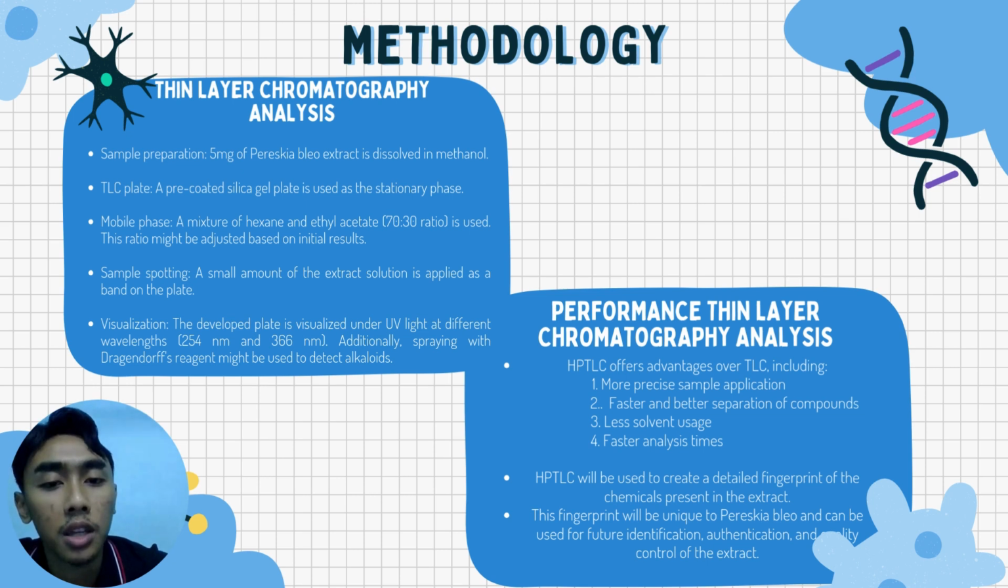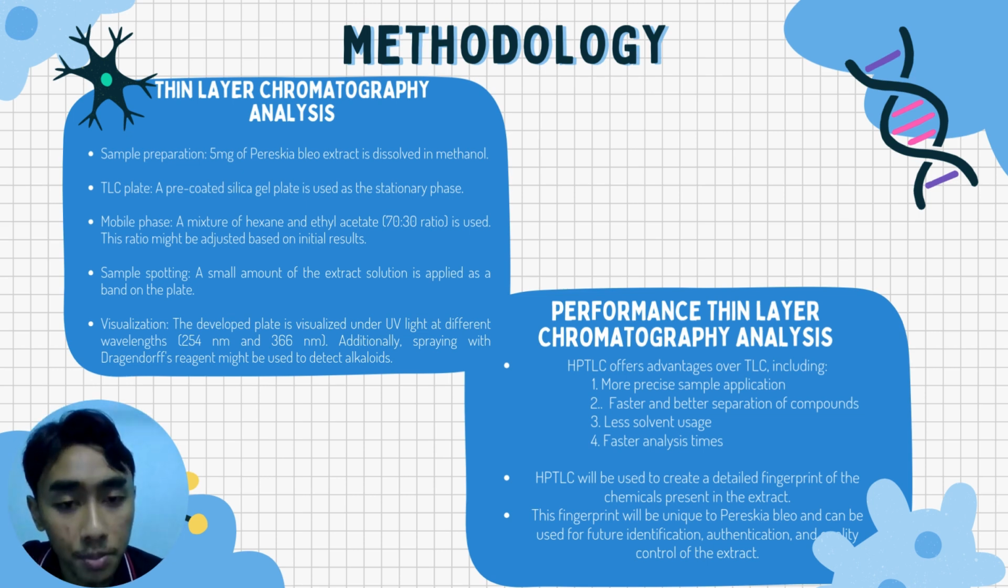For high performance thin layer chromatography analysis, it has a few advantages: more precise sample application, faster and better separation of compounds, less solvent usage, and faster analysis time. It will be used to create a detailed fingerprint of the chemicals present in the extract, and this fingerprint will be unique to Pereskia bleo.